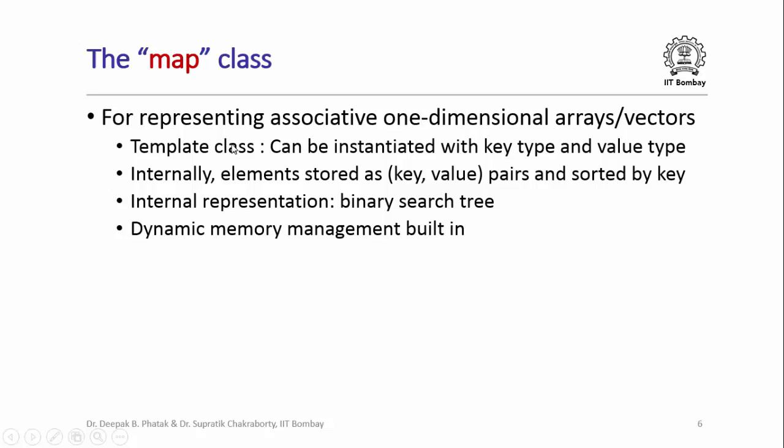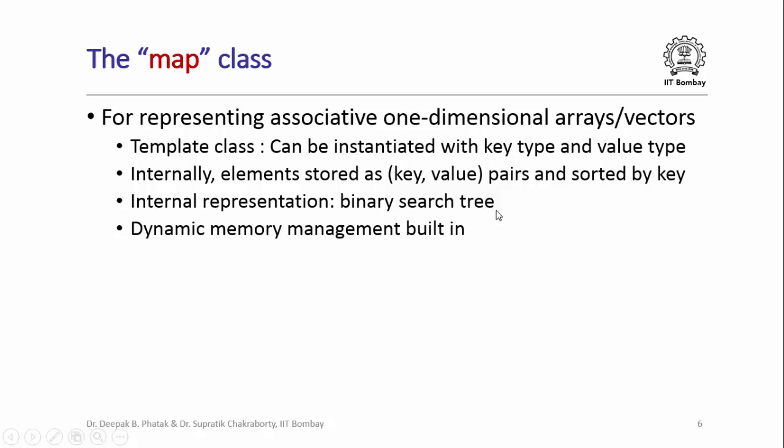So the map class will be used for representing and manipulating associative one-dimensional arrays or vectors. This is actually a template class and can be instantiated with a type for the key and a type for the value. Internally, the elements in an object of the map class will be stored as key value pairs, and all of these elements will be sorted by the keys. The internal representation of objects stored in a map class is really a binary search tree. So the different key value pairs are actually going to be internally stored as a binary search tree.